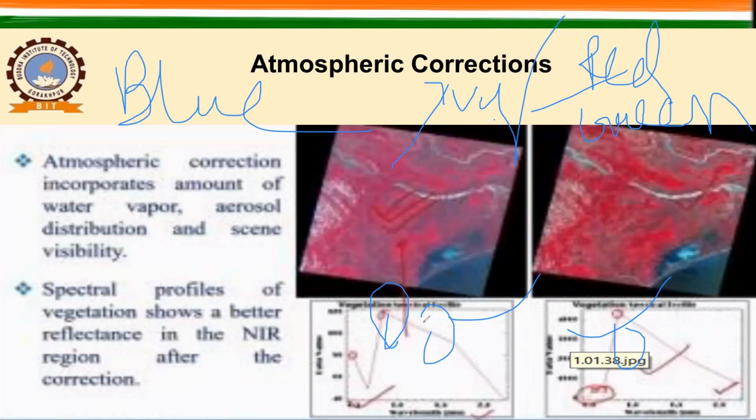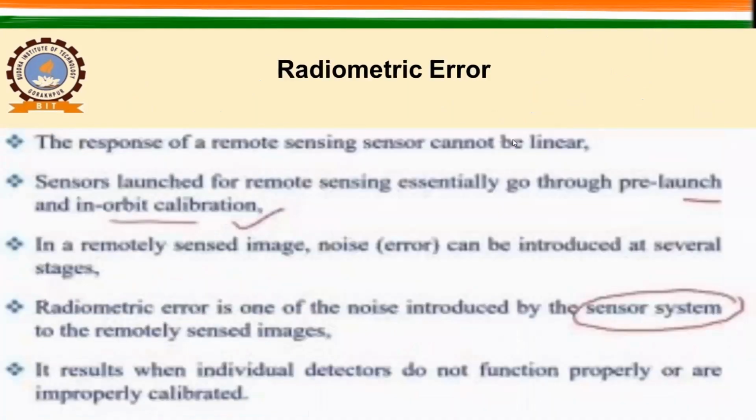Okay. So after this, we'll move towards the next one, that is the last error, and the last one is your radiometric error. So in case of the radiometric error, the response of a remote sensing sensor cannot be linear. In that case the response cannot be linear. It cannot be linear. Okay.